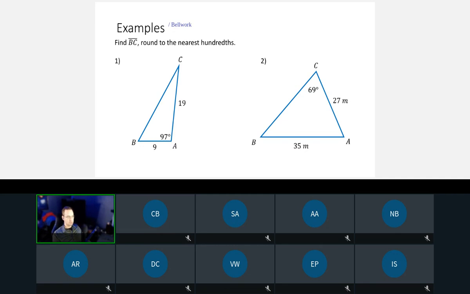Two decimal places. We got 21.99. Got some more 21.99s. All right. Let's see if that's right. 21.99. Yes, that is what I got as well. All right, we'll go over these in a second here.